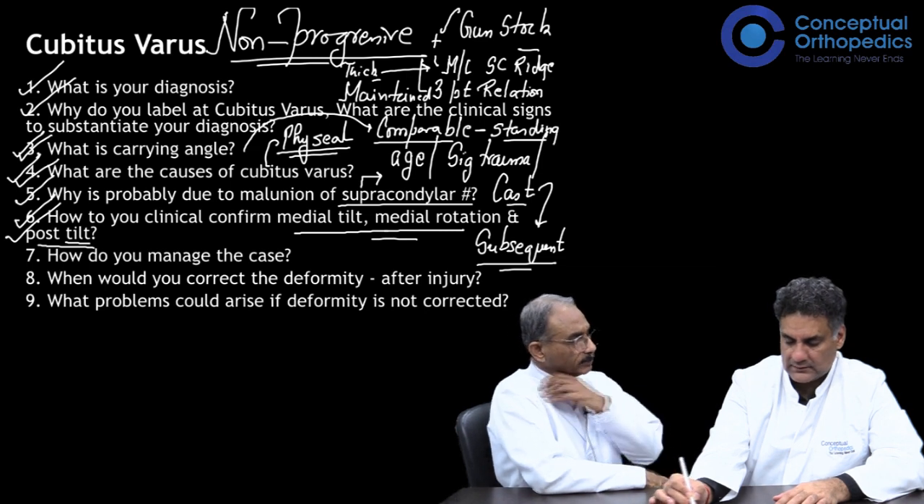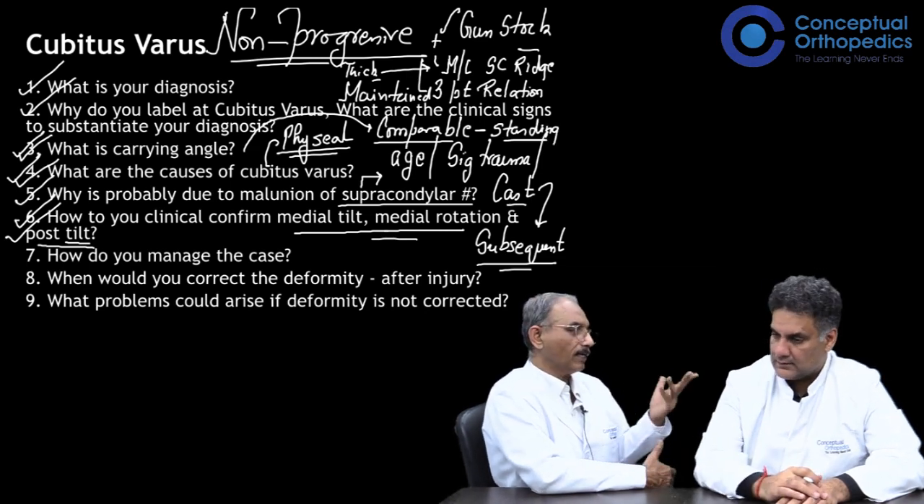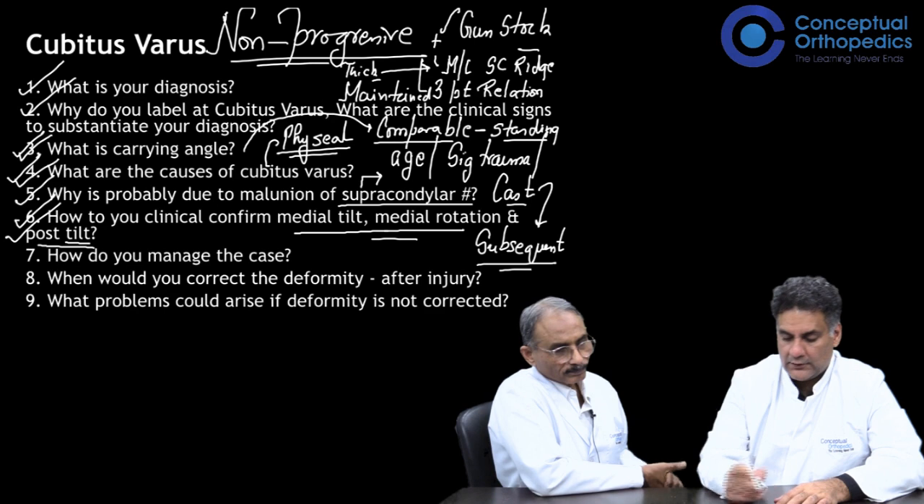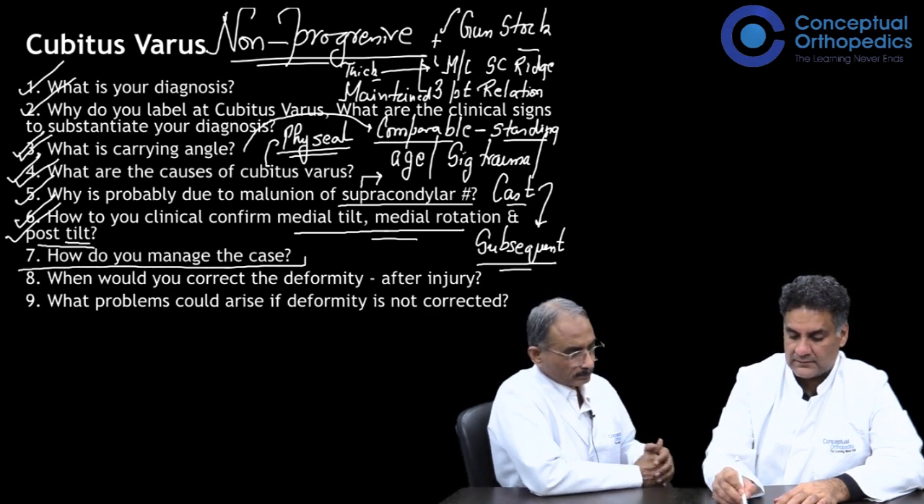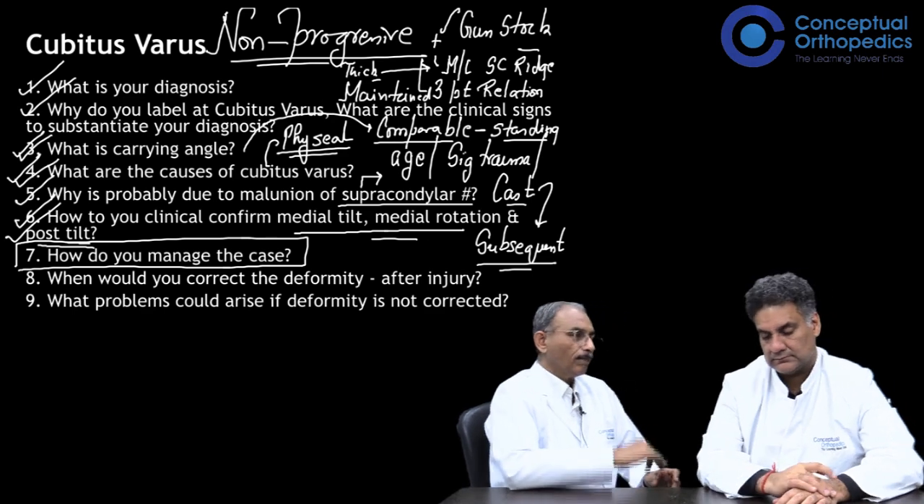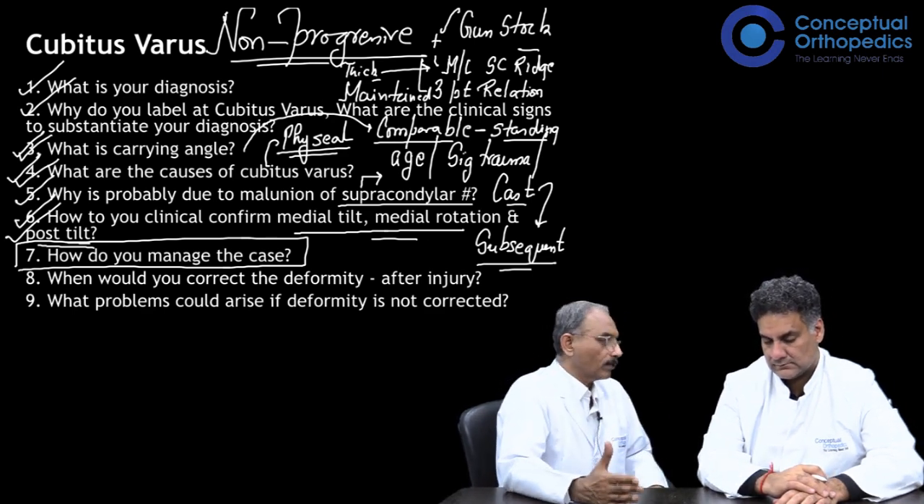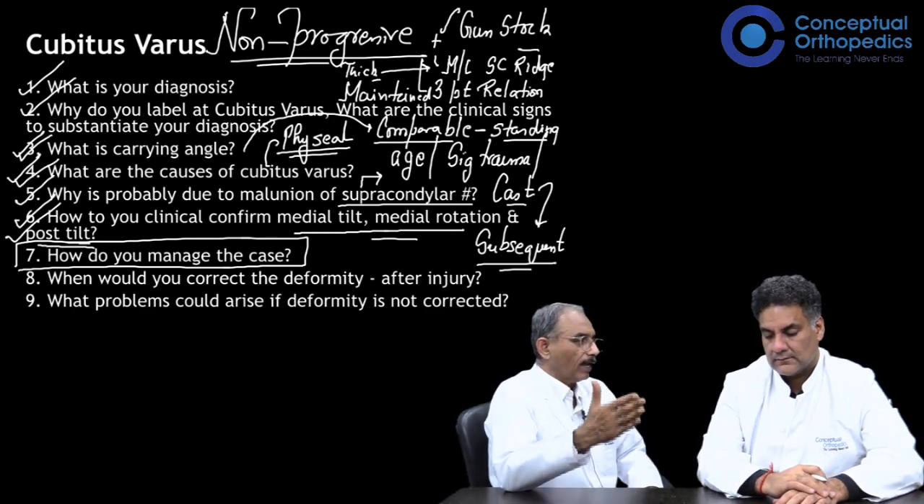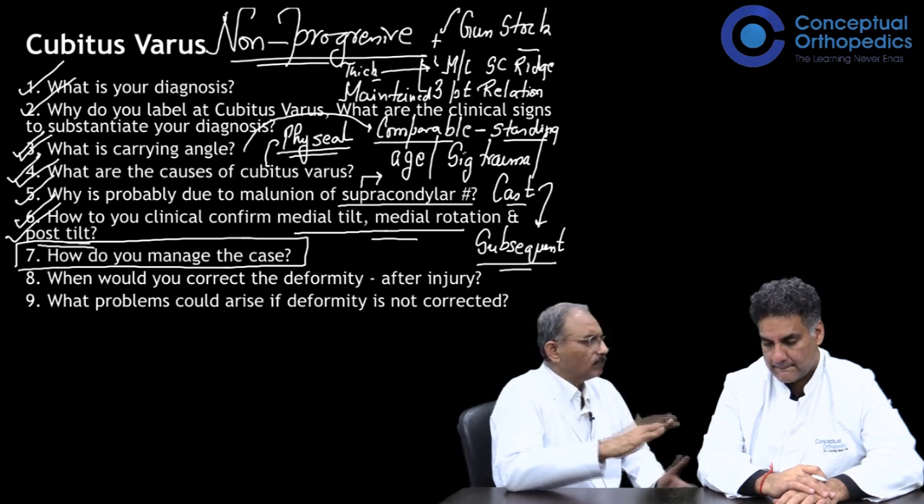And the next question, long axis of the arm, long axis of the forearm, measure the angle. How do you manage such a case of cubitus varus? No. Cubitus varus, the usual cause is supracondylar fracture, and the child usually comes to you after 1 year or so.